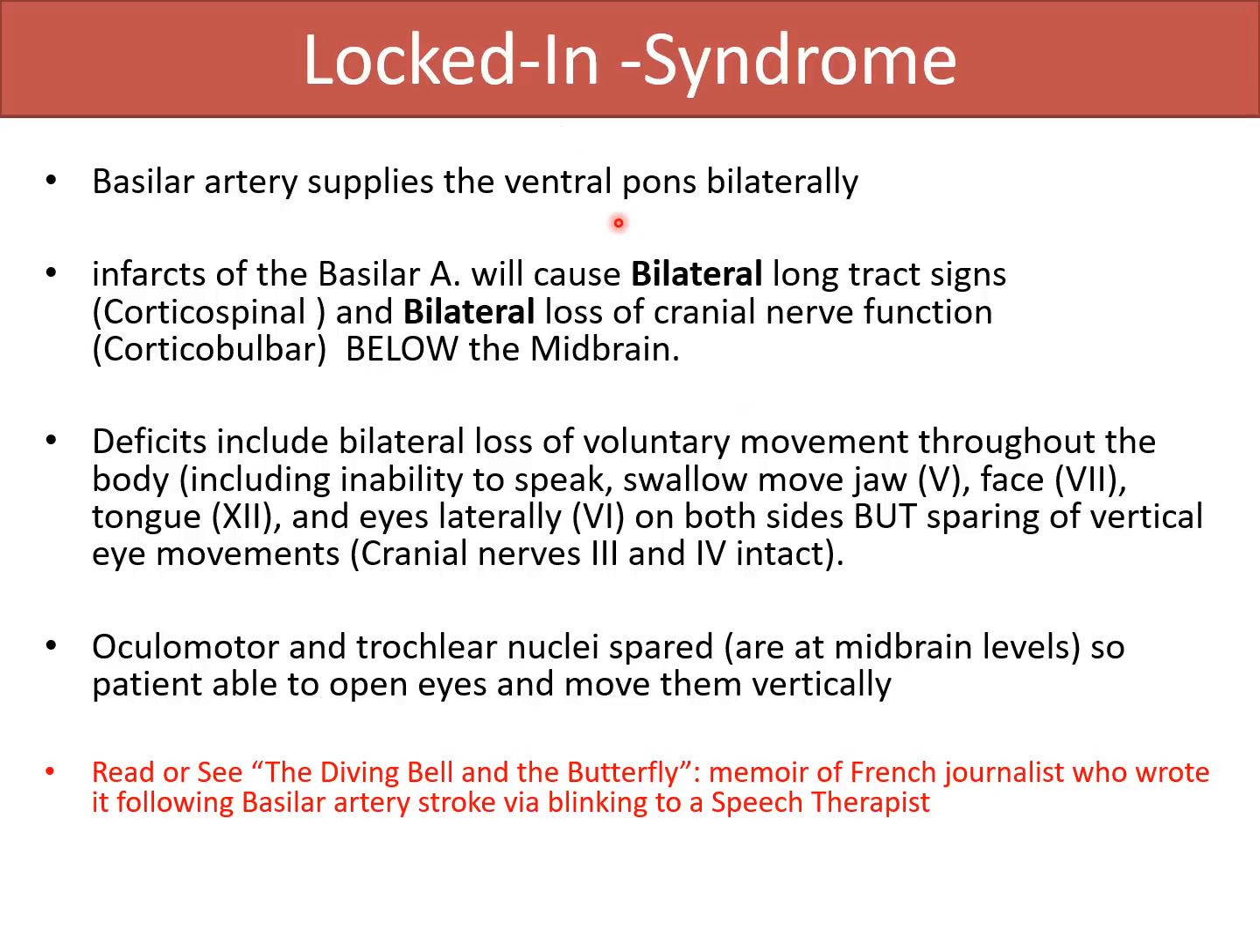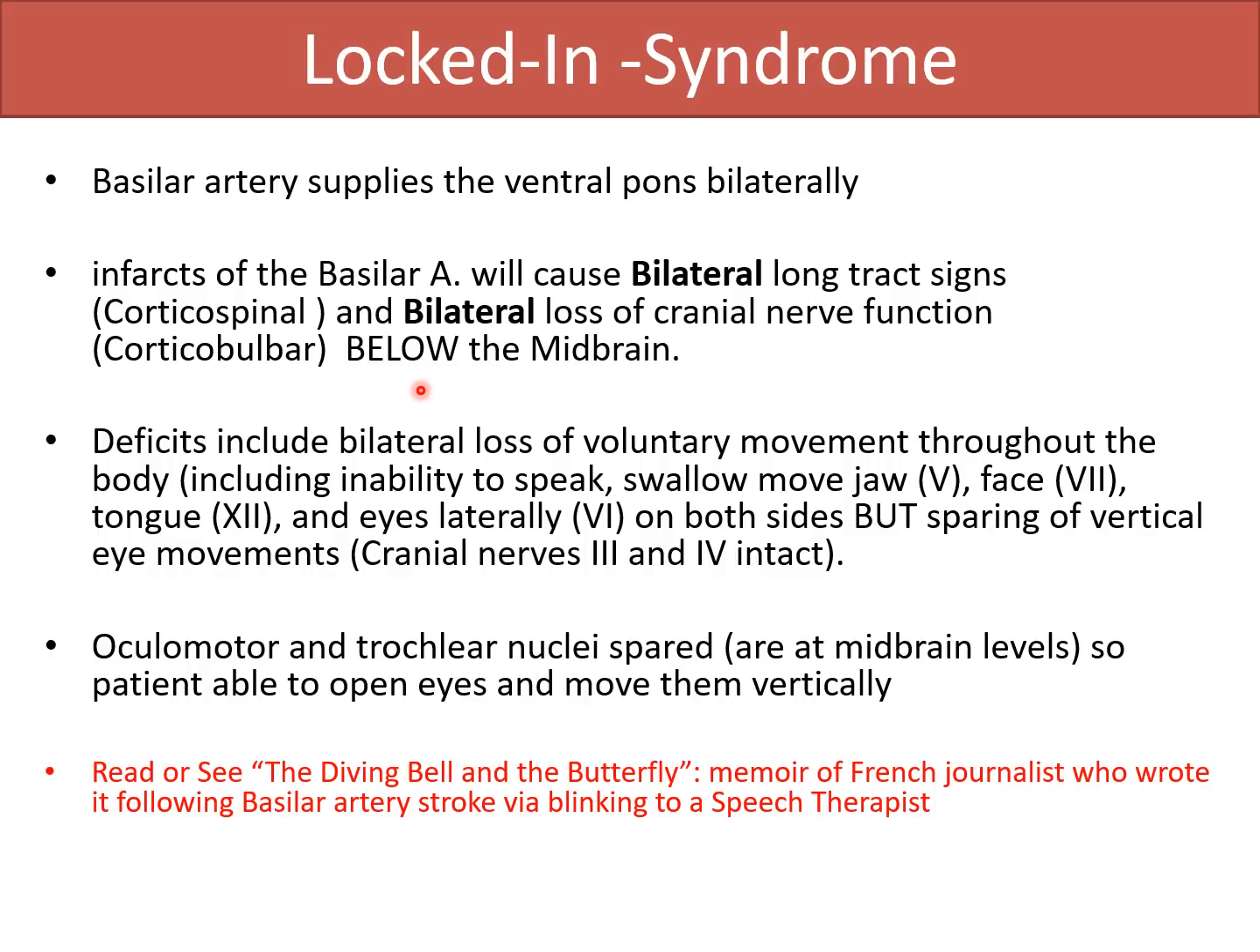A locked-in syndrome is a syndrome in which there's bilateral damage. Because the basilar artery supplies the ventral pons, if there is an infarct of the basilar artery, it can produce bilateral long tract findings. That's particularly for the corticospinal tract and, at the pontine level, the corticobulbar tract. That means that those fibers below this level of the basilar artery would be affected, and there would be bilateral paralysis below the level of the infarct.